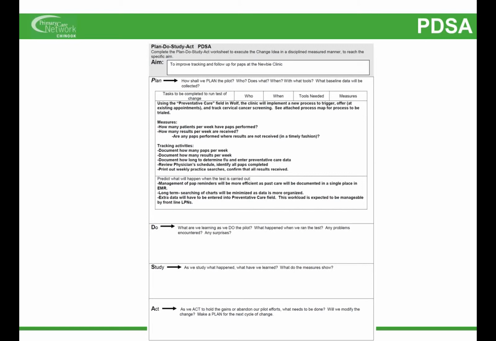And they also did a prediction to see what they thought would happen. They did predict that PAP reminders would be more efficient because they wouldn't have to spend all their time reviewing scanned documentation. They believe in the long term that they wouldn't have to search charts because all their documentation would be more organized. And they also anticipated that extra data would have to be entered into the preventive care field in this first round. And they anticipated that this workload would be manageable, but they wanted to verify that.